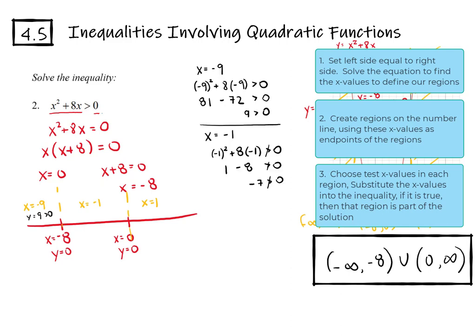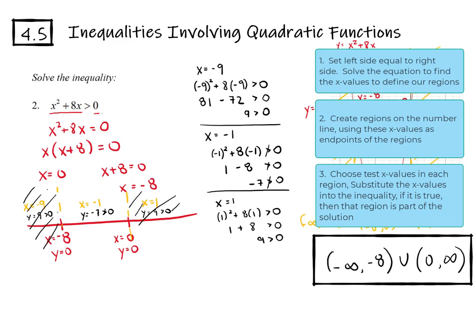When we plugged in x equals -1, we get a y value of -7, which is not greater than 0, so it does not satisfy that inequality. And when I plug in x equals 1, I'm going to get a y value of 9, which is greater than 0, so that does satisfy the inequality. And so the two regions which satisfy the inequality are the regions on the outside, but not the region in the middle.